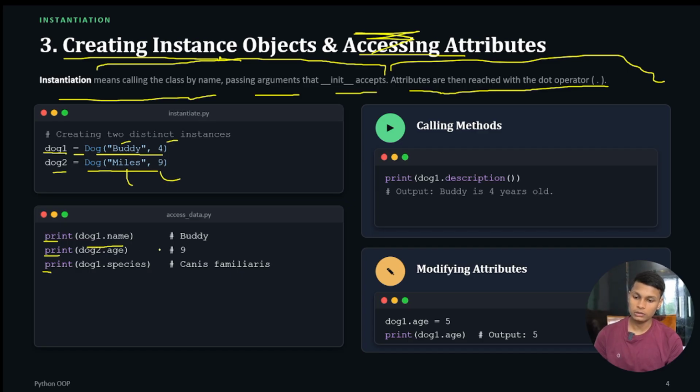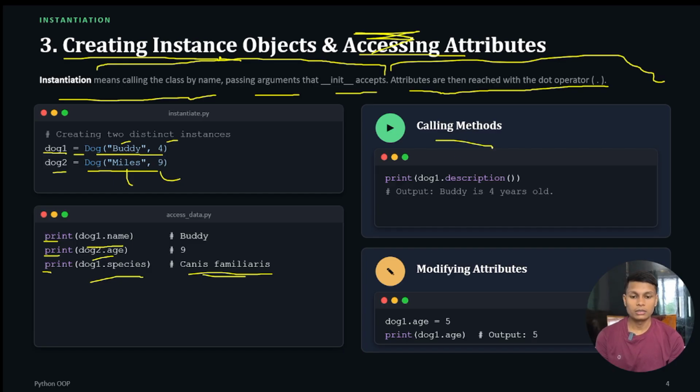Name of dog1 is Buddy, age of dog2 is 9, and dog1.species means the type of dog, which family this dog belongs to. So the family of the dog is given by species. Although the species was not written here, if it was written, it would give you Canis familiaris.